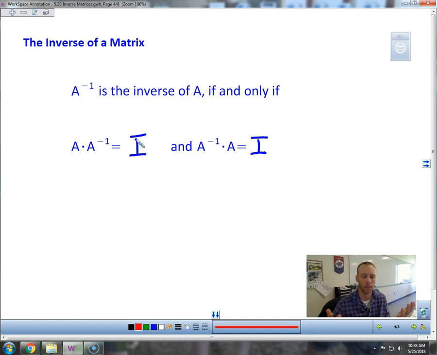3 times 1/3, those are multiplicative inverses. When I multiply them, I get the multiplicative identity, which is 1. If I multiply any number by 1, I get that number. 1's the multiplicative identity. Well, now we're talking about matrices. A matrix times its inverse gives us the identity matrix, no matter the order that we do that.